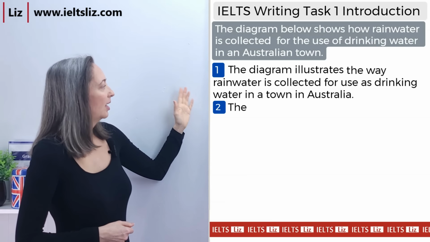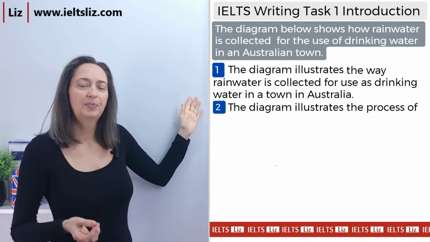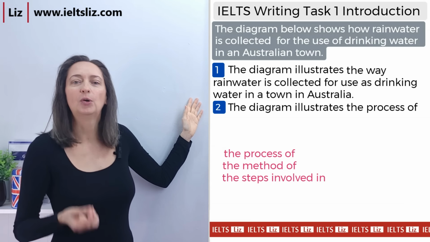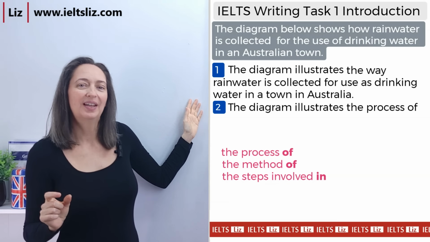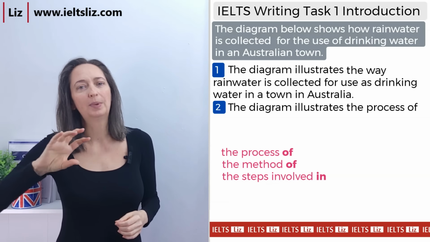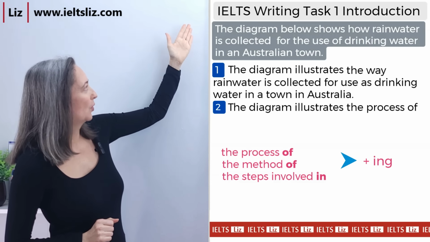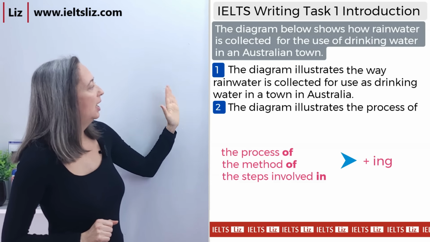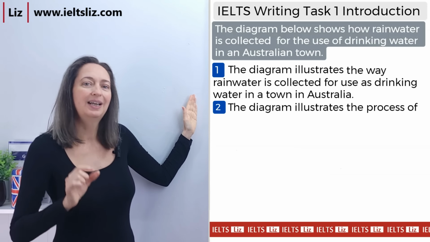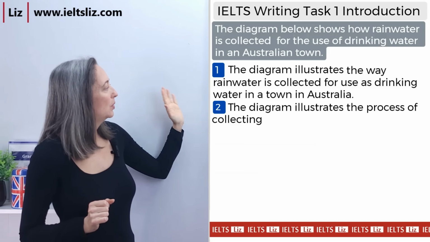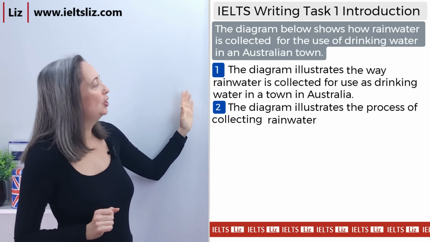The second introduction, the diagram illustrates the process of. Now, we could say the process of, the method of, the steps involved in. Now, each of those end in a preposition. So that means the word form is going to change. Now, we've got is collected. We've got that in the description and in the first introduction. But because we need to change the word form, because of the preposition, it will be collecting. So it would be the process of collecting rainwater in order to use it for.